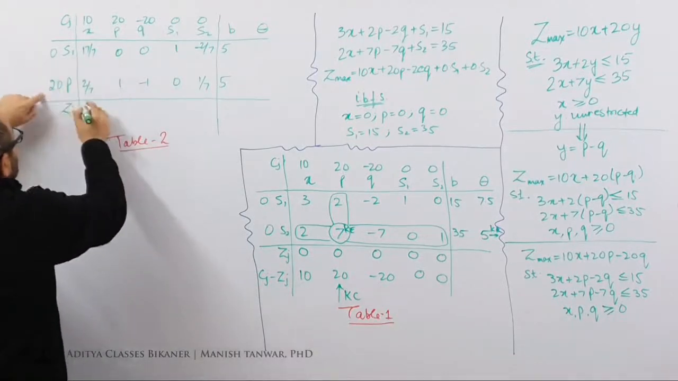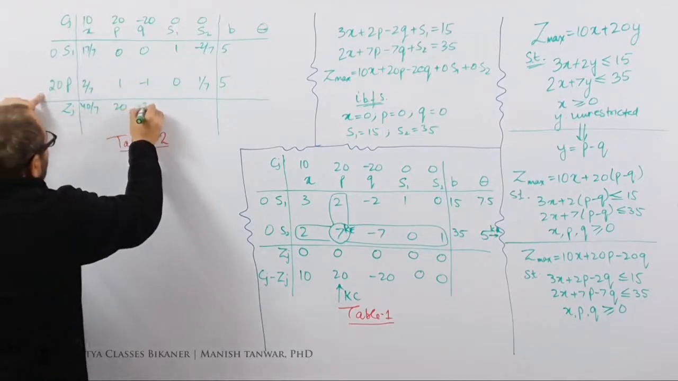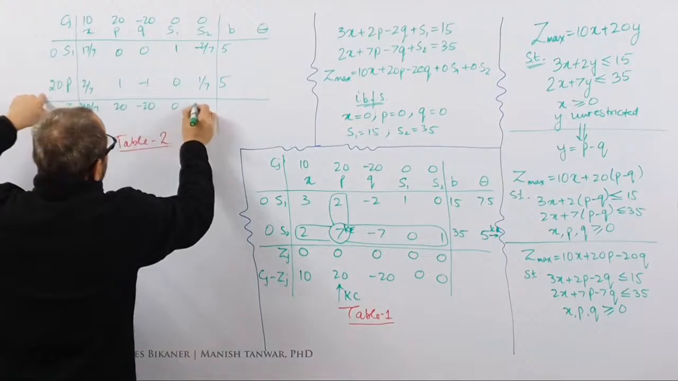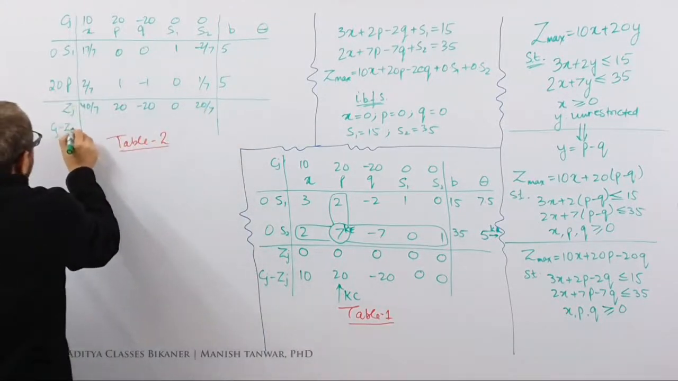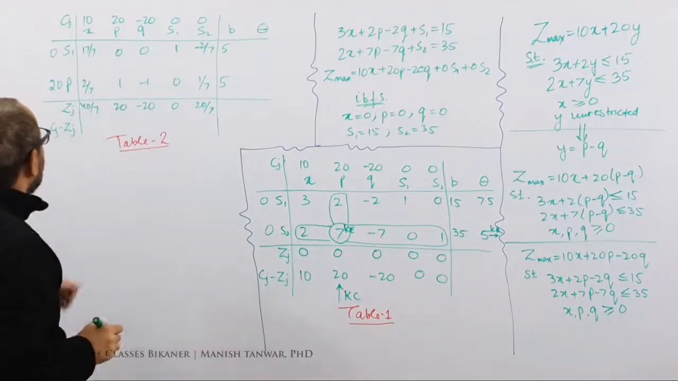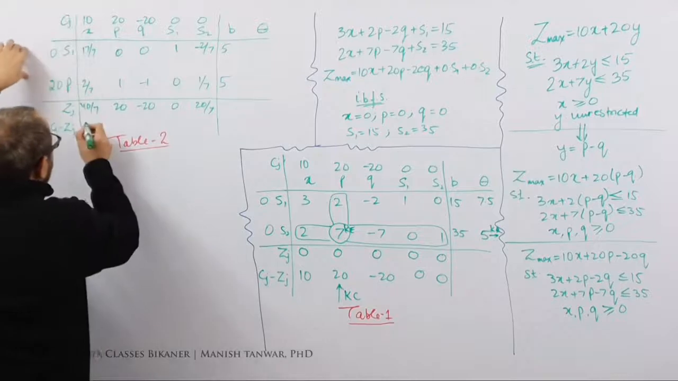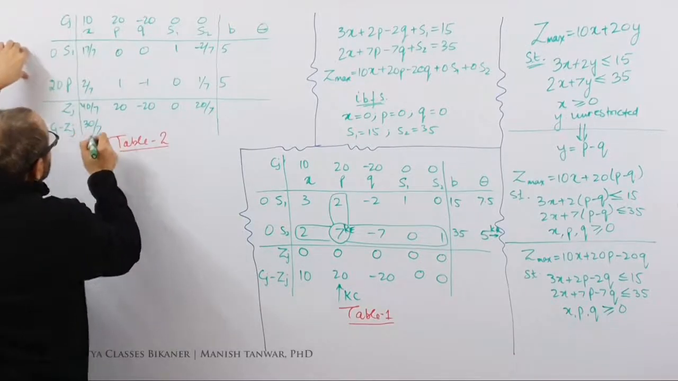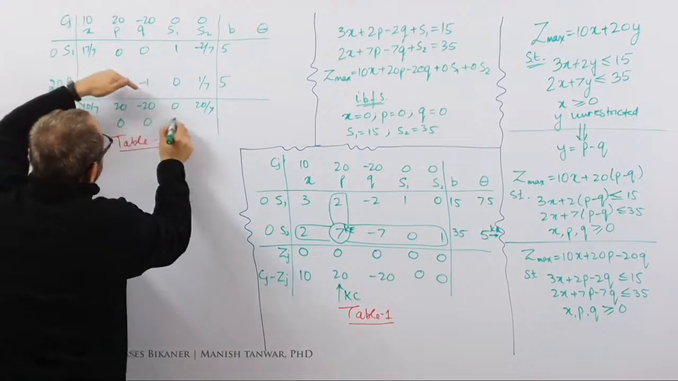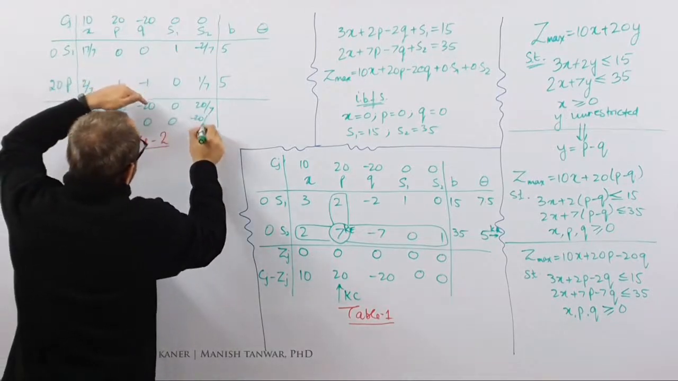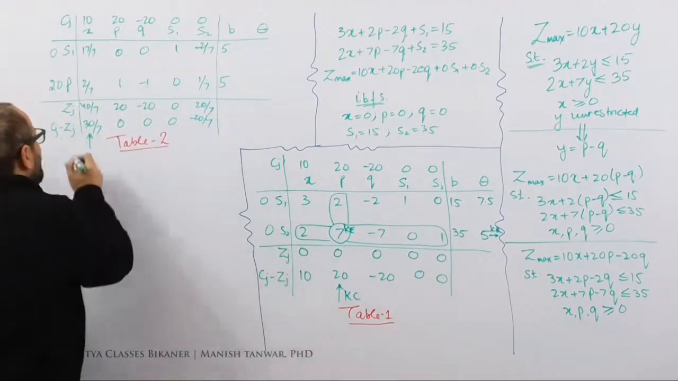0 plus 40 by 7. 0 plus 20 minus 20, 0. 20 by 7. Then we can have our Cj minus Zj. It will be a 70 minus 40, making it 30 by 7. 20 minus 20 would be a 0, 0, 0, minus 20 by 7. So this is most positive this time, giving me my key column.